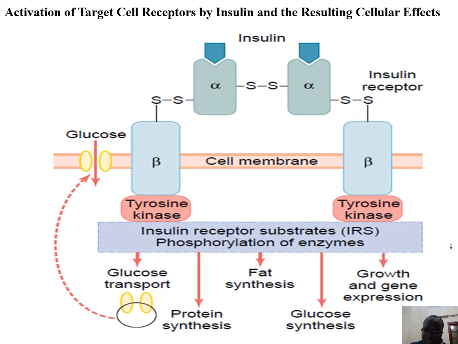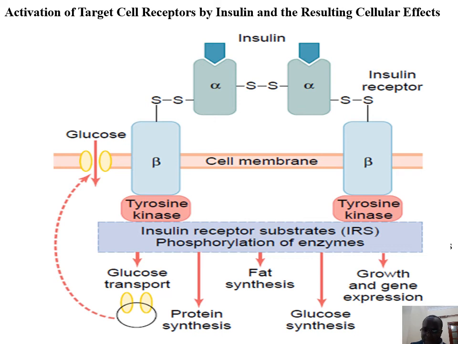Without insulin, this GLUT4 channel won't be there. The glucose will be trapped outside of the cell. But for this cell to open up, it requires insulin to come and bind, activating the beta, the tyrosine kinase, that will cause autophosphorylation. Then once the tyrosine kinase is autophosphorylated, it will start activating the insulin receptor substrate, phosphorylating other enzymes that will cause translocation of GLUT4 channels to be embedded within the plasma membrane of the cell.